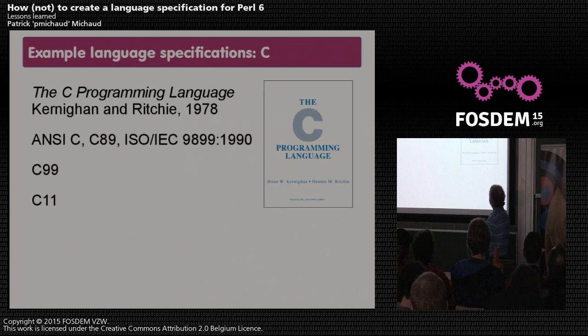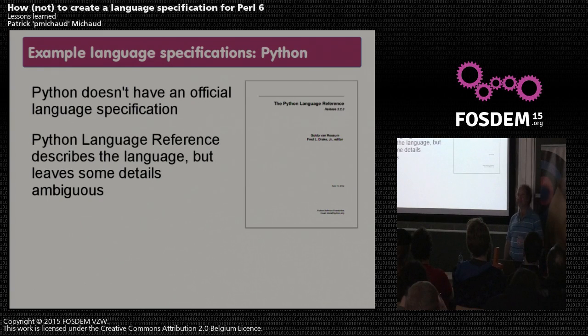So again, here are some example ones. I mentioned C already. The C programming language, originally from Kernighan and Ritchie in 1978. Then you go to ANSI C, C89, which became an ISO standard, and then became C99 and C11, and so on down the list. Python is another one that doesn't really have a formal language specification, but they do have the Python language reference that's kept up to date. If I looked at it, I'd say, oh, that's pretty close to a specification. It describes the language, but even it admits that there are quite a few details left ambiguous to give some room to the various implementations of Python to do things slightly differently.